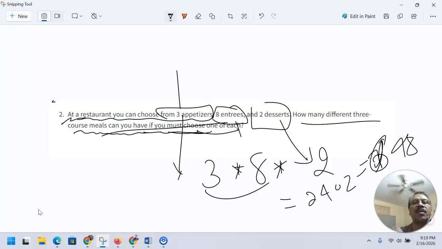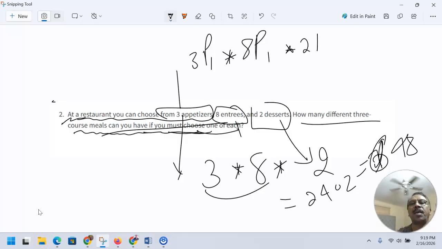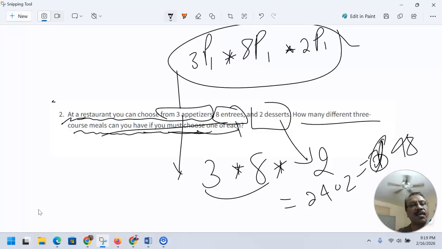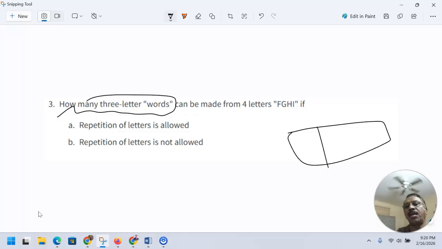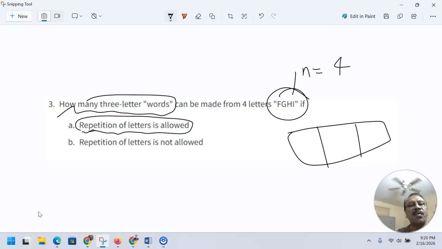Or you could say also the first one could be 3P1, the second one is 8P1, and the third one is 2P1. Put on the calculator, get the answer. So how many three letter words? Now remember you have to have three letters, one, two, and three. Now from this, N is four here, right? So the main thing about this is when repetition of the letters is allowed, it is one question.